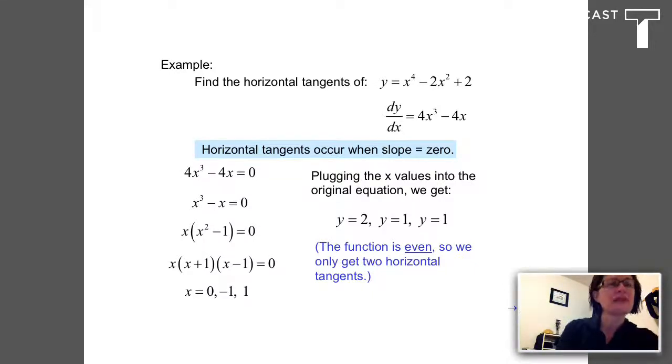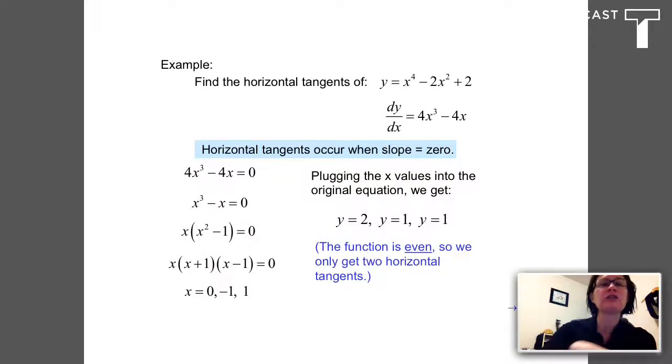So here, if y is x to the fourth minus 2x squared plus 2, this one's not on your paper, but it's a good one to follow along because you have a similar one. I can find the derivative. dy/dx is 4x cubed minus 4x. And now I want to set that equal to 0, so I can find where the tangent line has a slope that is 0, where the tangent line is horizontal.